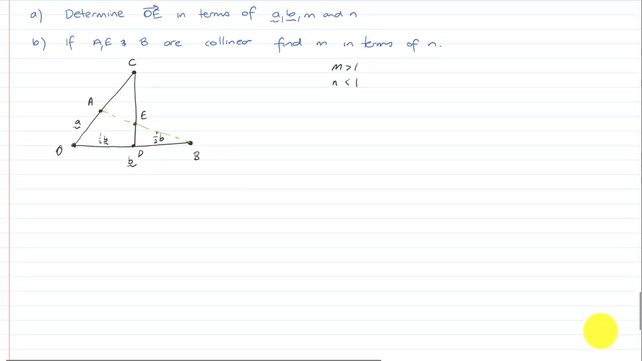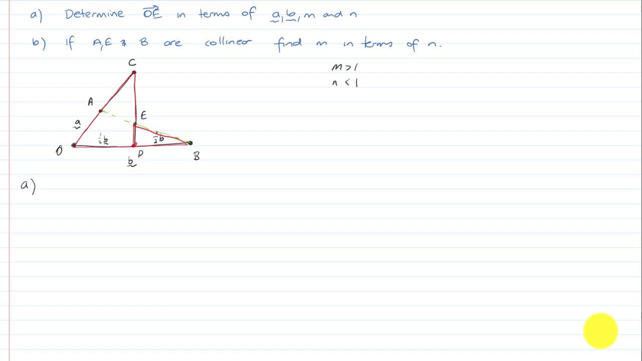So let's start with our answer to A. Determine OE in terms of A, B, M, and N. So let's start by saying how we're going to get from O to E. And I can see two ways of doing it. I can either go up here and then down. That's based on information I know. Or I could go to there and up. I don't know anything about that green line, so I'm going to be wary of using it. Although, oh, no, I do know a lot about the green line because the green line is just AB, which is minus A plus B. So I could use the green line as well. There's three ways of getting to that.